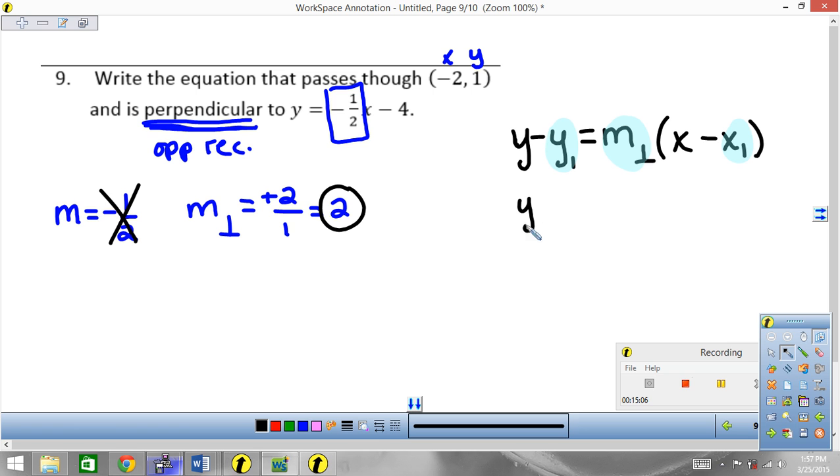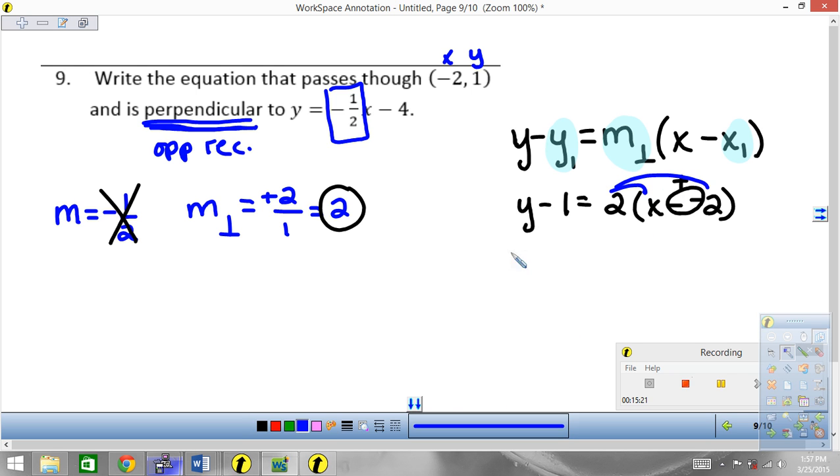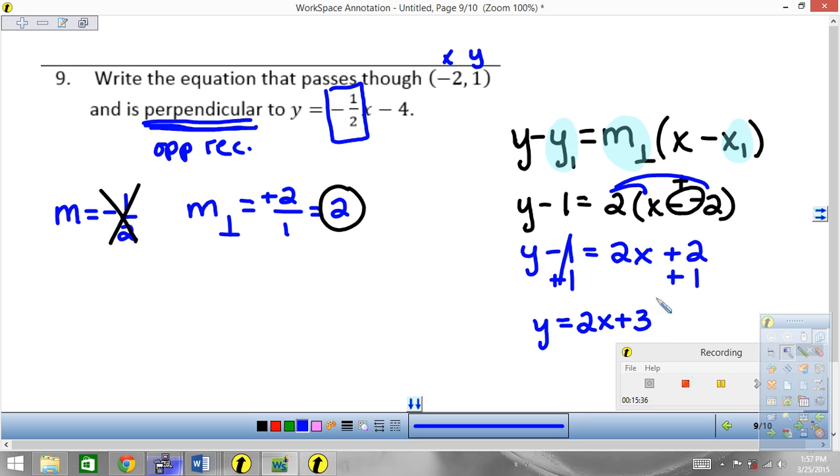So we get y minus 1 equals 2 times x minus negative 2. This just turns to a plus 2. We're going to distribute. We get y minus 1 equals 2x plus 2. Add 1 to both sides to get y by itself, and we get y equals 2x plus 3. This is our equation, and this passes through this point and is perpendicular to this one.